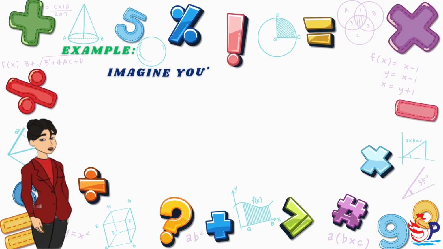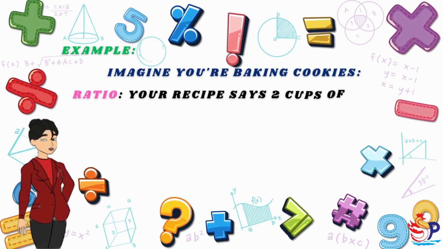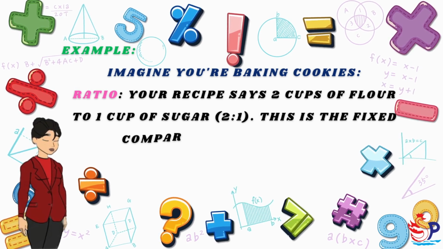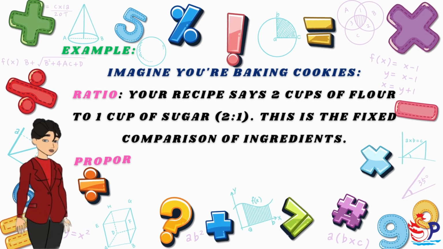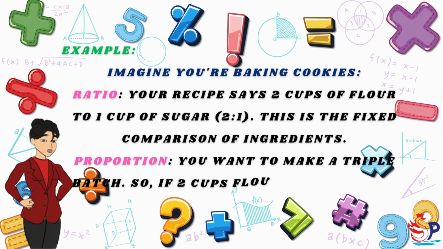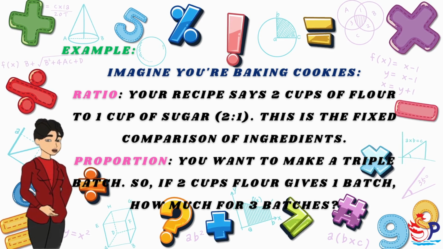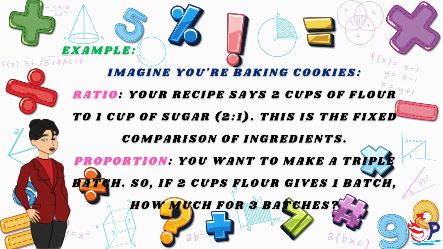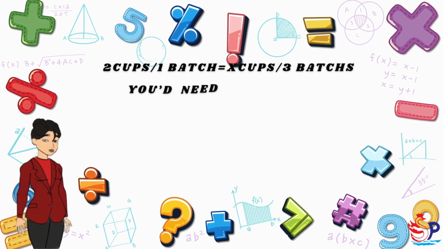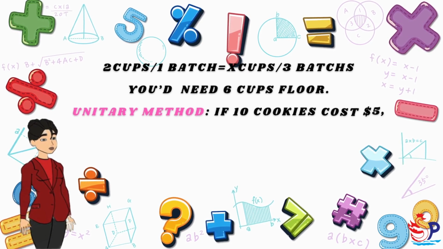Example, imagine you're baking cookies. Ratio: your recipe says 2 cups of flour to 1 cup of sugar, a ratio of 2 to 1. This is a fixed comparison of ingredients. Proportion: you want to make a triple batch. So, if 2 cups flour gives 1 batch, how much for 3 batches? 2 cups by 1 batch is equal to X cups by 3 batches. You'd need 6 cups of flour.